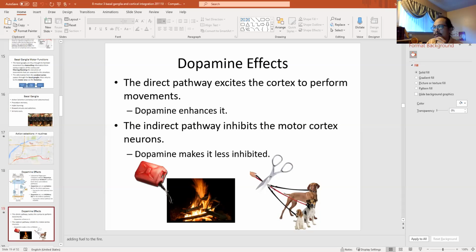The indirect pathway is like you put a leash on your puppy so they won't behave, they won't run around. The dopamine is like cutting it, and so you start to have this puppy running around. So that's the effect of the dopamine in the direct pathway and the indirect pathway.